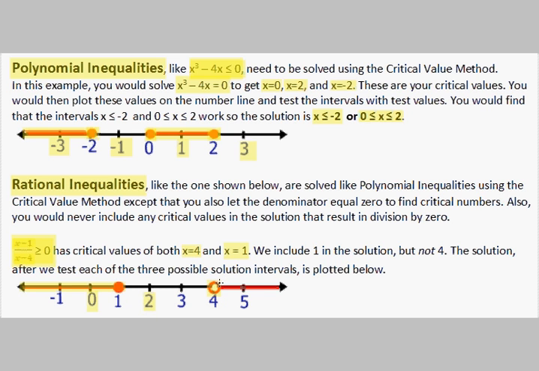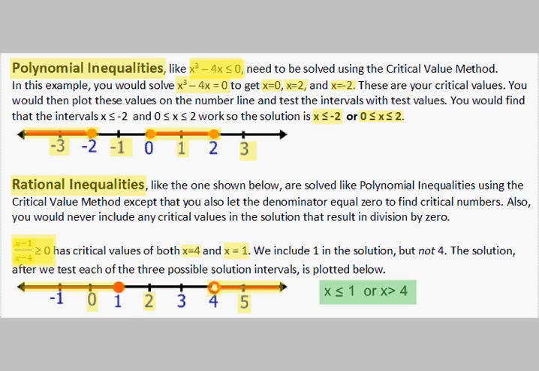Lastly, we check the interval greater than 4, and we probably would want to pick x equal 5. If we plug 5 into the inequality, we get (5 minus 1) over (5 minus 4). That gives us 4 over 1, which is positive 4, and that is greater than 0. So the interval to the right of 4 works. We don't include 4 because that would give us division by 0, but everything to the right of 4 is part of our solution. So our solution becomes x less than or equal to 1 or x greater than 4.